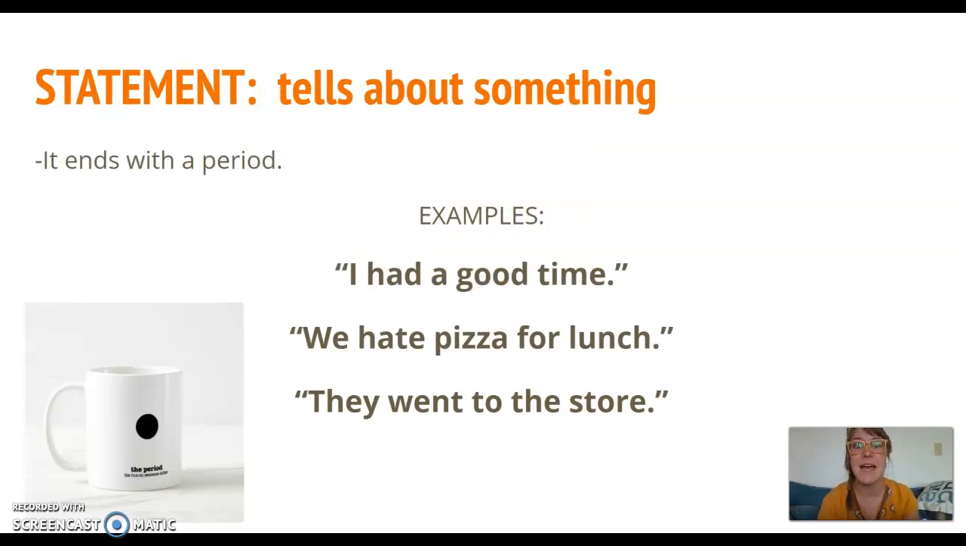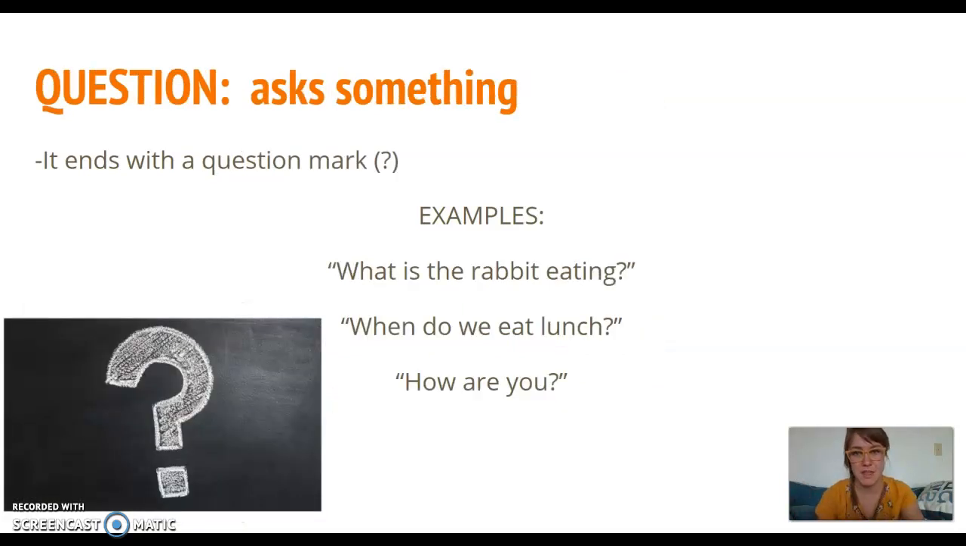A statement tells people about something, and it always ends in a period. So for example, I had a good time. We ate pizza for lunch. They went to the store. Those are complete sentences, right? And they tell us about something.